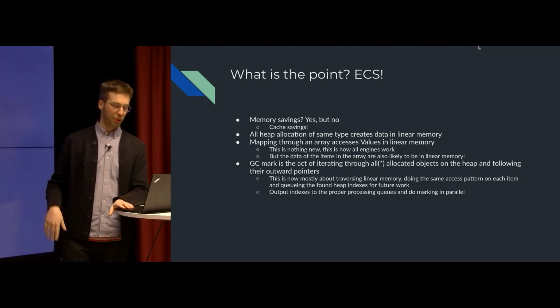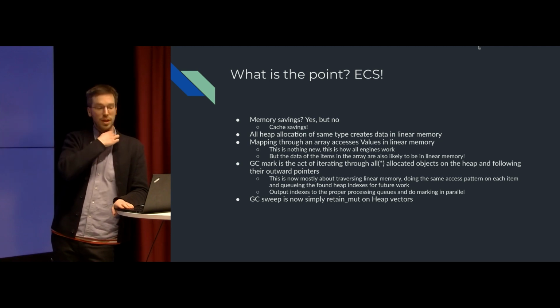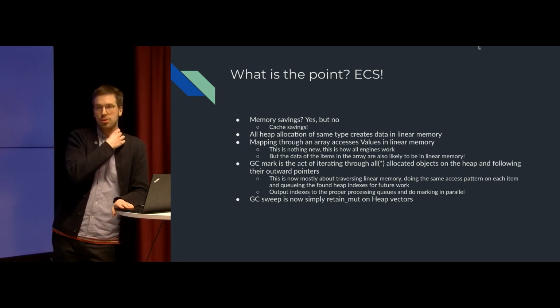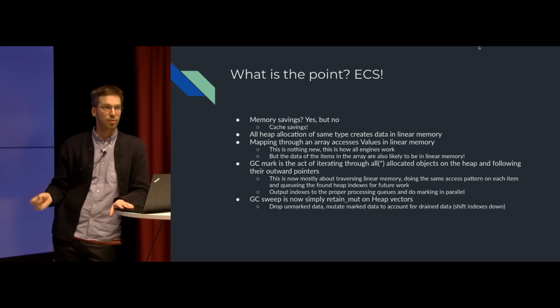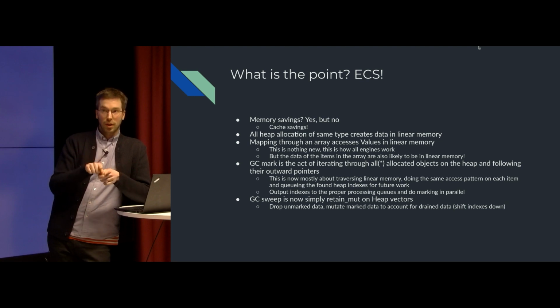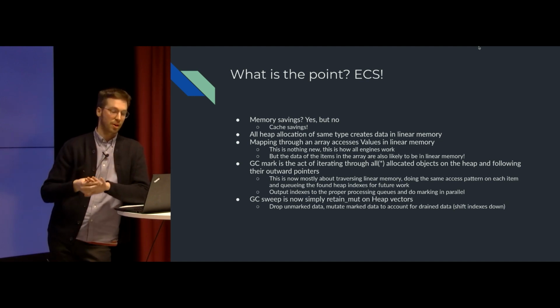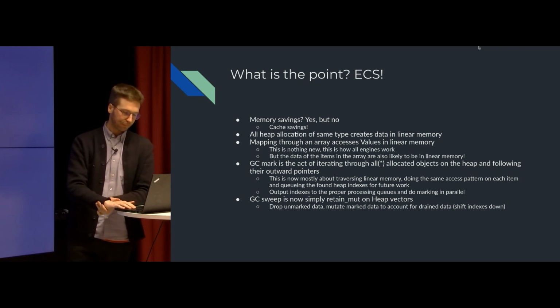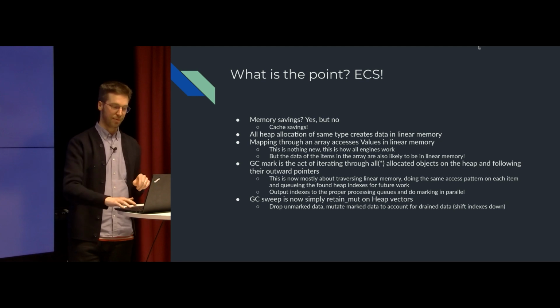We put the output indexes into queues and so on. The GC sweep just becomes a retain mut on the heap vectors. So any data that was unmarked, we drop with the retain mut, and those that we retain, we make sure to shift any heap internal indexes down by the amount of data that has shifted from underneath them. So after a GC, our heap vectors are always packed with live data.